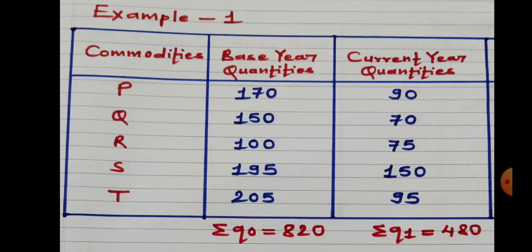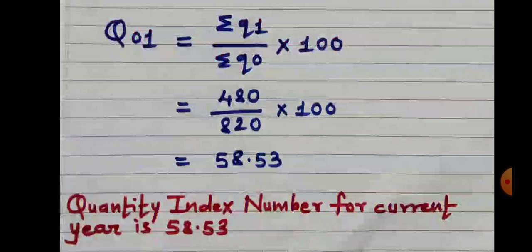Our next step is to find out sigma Q1. What is sigma Q1? Summation of all quantities in the current year, that is 90 plus 70 plus 75 plus 150 plus 95. So sigma Q1 is equal to 480. Now apply the formula of quantity index number: Q01 is equal to sigma Q1 divided by sigma Q0 into 100. That is 480 upon 820 into 100. So our answer is Q01 is equal to 58.53. So the quantity index number for the current year is 58.53.